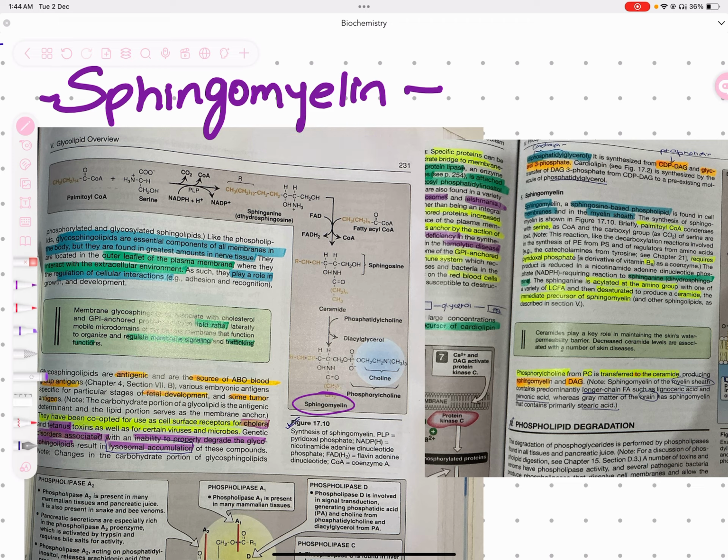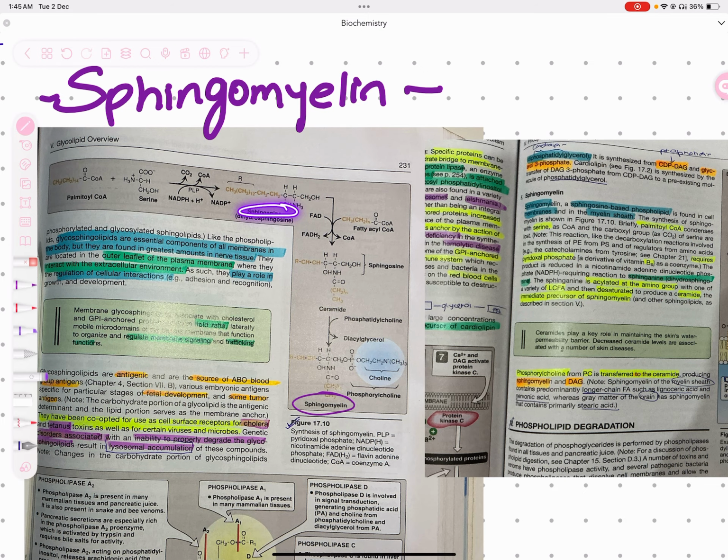Now what happens initially is you have palmitoyl-CoA and serine. Palmitoyl-CoA and serine, they condense together by releasing carbon dioxide and CoA, and they need NADPH. So this means if there is an NADPH, this means reduction is happening, right? So reduction happens and decarboxylation happens and you get sphingosine.